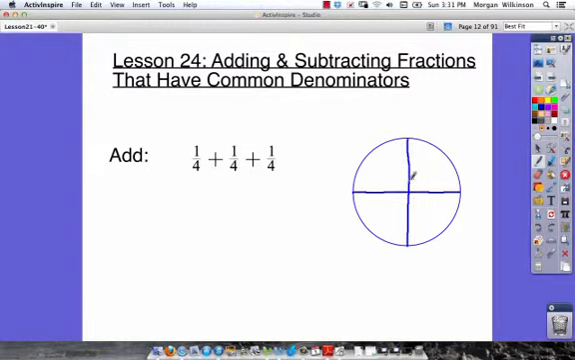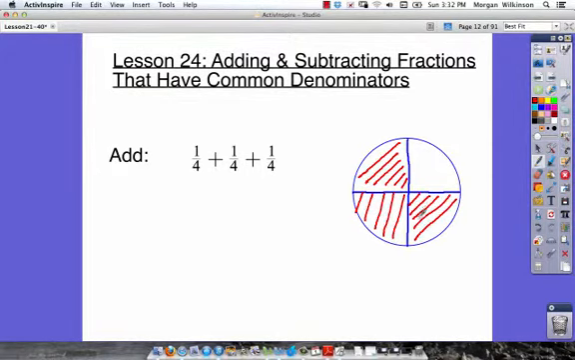We're going to assume they're exactly equal for the purposes of our lesson. And what we're going to do is add 1/4 of the circle plus 1/4 of the circle plus 1/4 of the circle. So here, I have 1/4 of the circle. Okay, that's shaded in now. I'm going to add another 1/4 of the circle. There's 2/4 of the circle shaded in. And I'm going to add one more 1/4 of the circle.